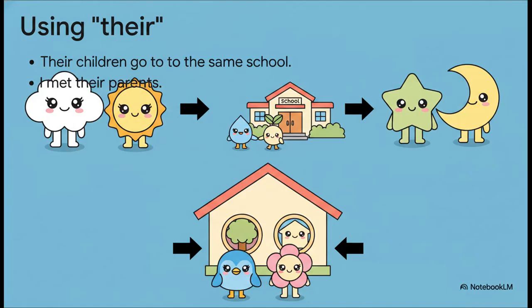And finally, we have their. We use their when we're talking about something that belongs to other people, them. For example, their children go to the same school. Or if we're talking about Ahmet and Aisha, we can say they live with their parents.